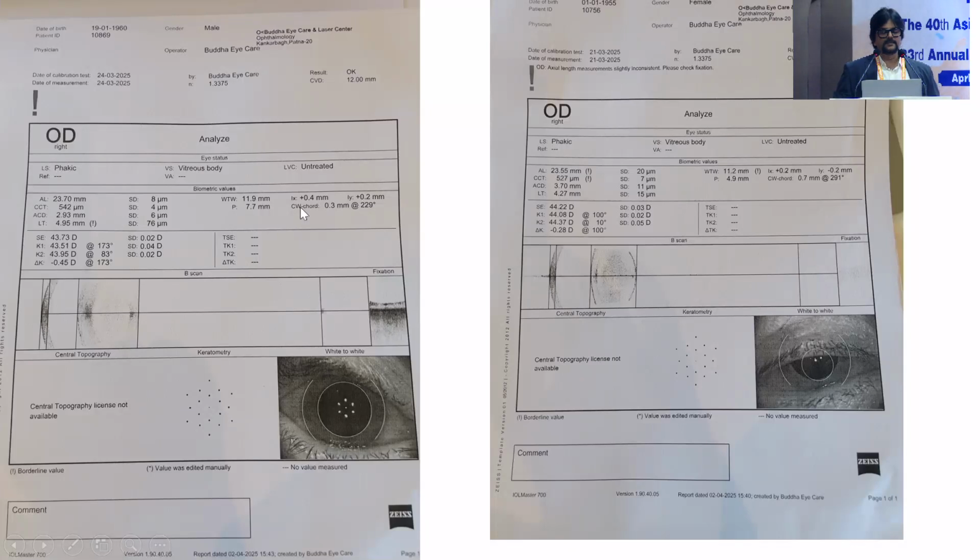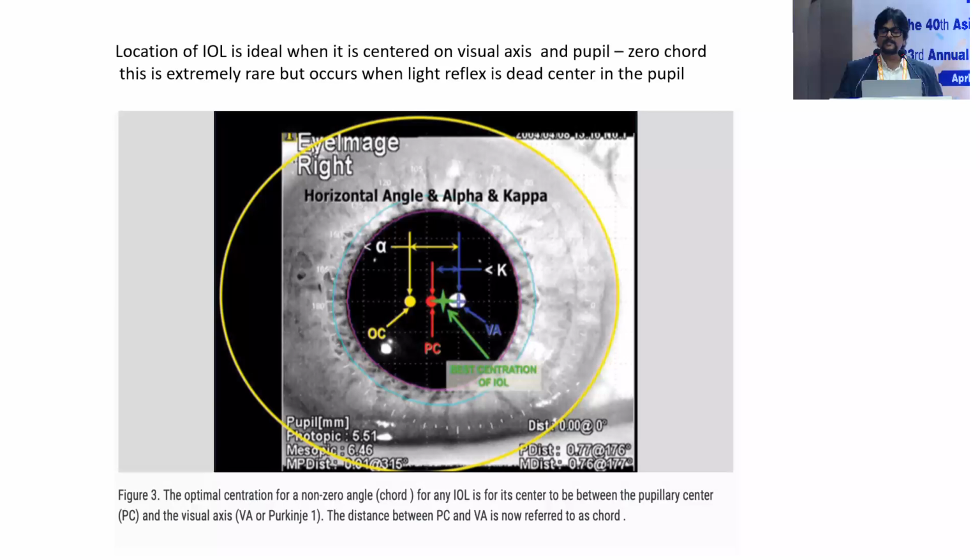Here you can see that the Chang Wang CORD is 0.3 mm, so it should not be more than 0.6. So here you can implant the IOL, of course, but in the second case, it is again more than 0.6. So if you implant a multifocal IOL in those patients, they may experience more glare and halos. Again, the location of the IOL is ideal when it is centered on the visual axis and the pupil. That is called zero CORD, but this is extremely rare and occurs when the light reflex is dead center at the pupil. Then, implanting multifocal in those cases, there won't be any problem with the multifocal IOL.